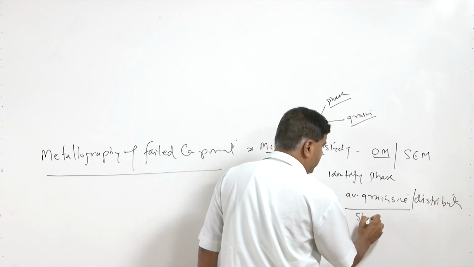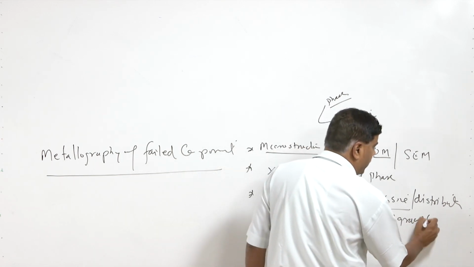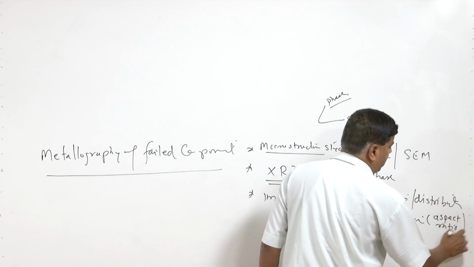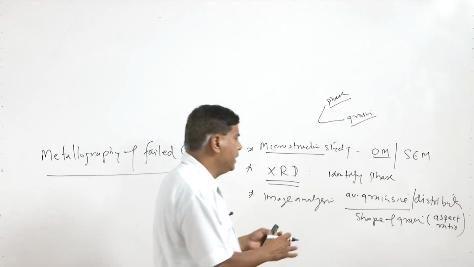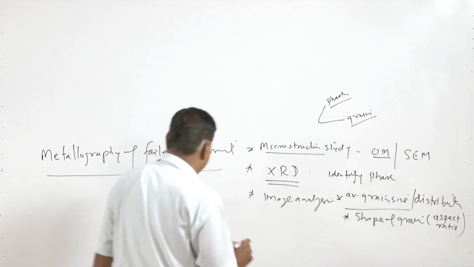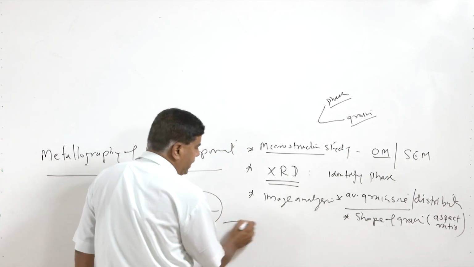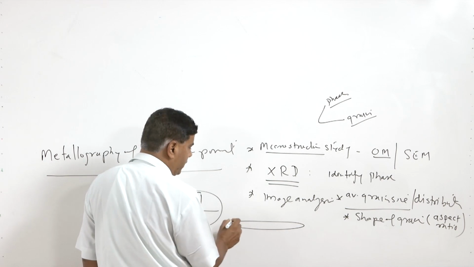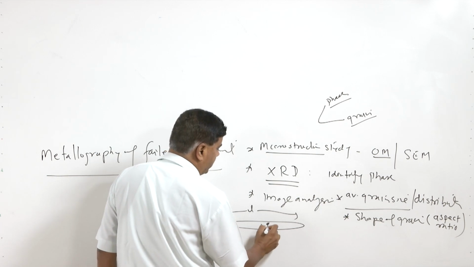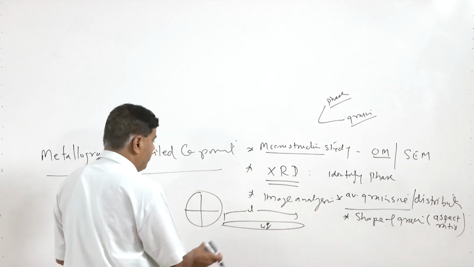Similarly, the shape of the grains can also be identified through the image analysis, wherein factors like aspect ratio or the shape factor, which is like length to width ratio, is used to quantify the shape of the grains. Like for the circular grains, the shape factor will be 1, and in the needle shaped grains the shape factor will be very high, like say 5 to 10. So, this is the length and this is the width. So, the length to width ratio gives us the idea about the shape of the grains.